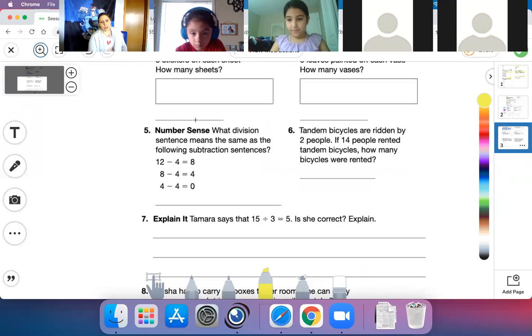When you get to number 5, it says, what division sentence means the same as the following subtraction sentences? They start with 12, they're taking away 4, and how many times do they do that?